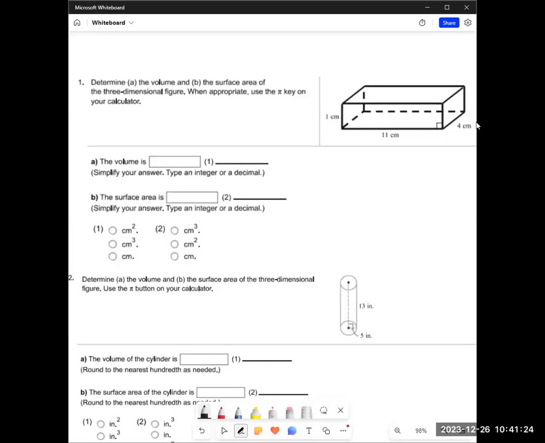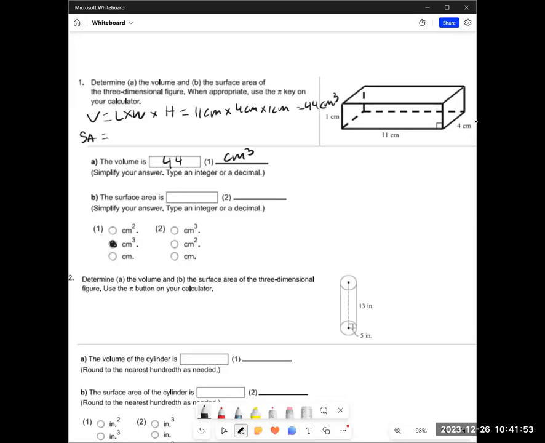All the sides are in centimeters, so volume equals length times width times height, which is 11 centimeters times 4 centimeters times 1 centimeter, which is 44 cubic centimeters. So 44 cubic centimeters, since it's volume. Next thing we want is surface area.